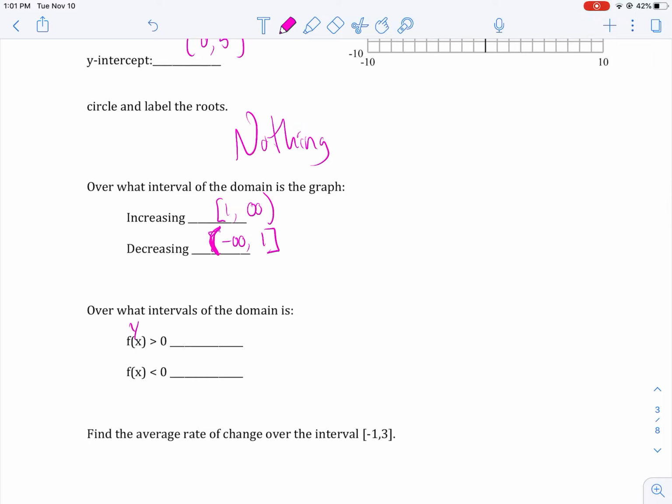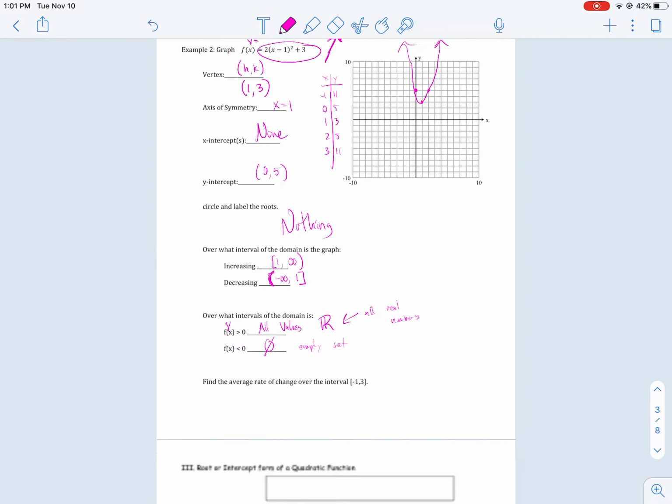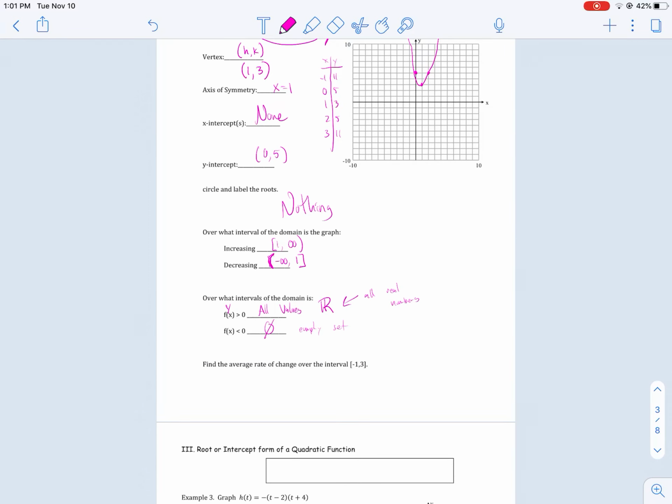Over what interval is the domain greater than 0, or y is greater than 0? Well, that's for all values, right? Or in this case, we could say all real numbers. That's what that stands for, all real numbers. Okay, where is it less than 0? Well, we call that the empty set, right? Because we don't have any values that fall below our x-axis.